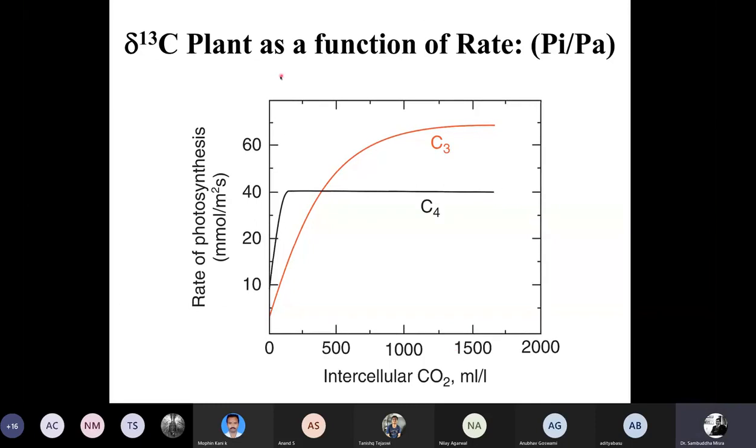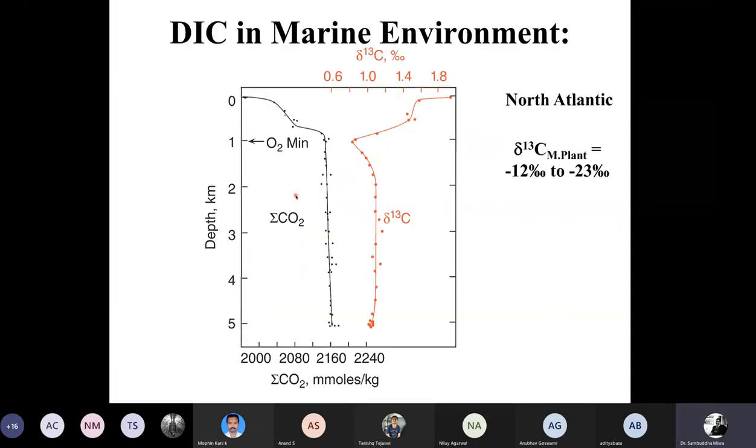Now keep in mind, the delta 13C of a plant can change as a function of photosynthesis rate. If the rate of photosynthesis is plotted against intercellular CO2 concentration, we observe that for C3 plants, the plateau happens at a much higher intercellular CO2 concentration, whereas for C4 plants, it happens at a much lower CO2 concentration. So C4 plants are optimized for operation in low CO2 concentration.